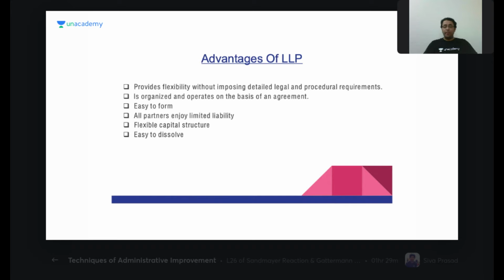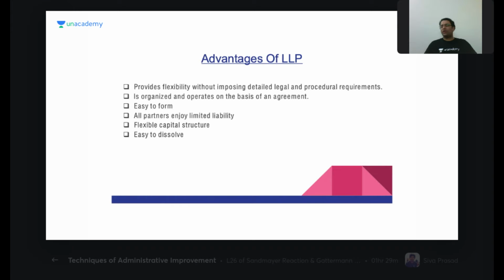Now, what do you think are the advantages of an LLP? It provides flexibility without imposing detailed legal and procedural requirements. Like I told you, even to start an LLP, all you require is an LLP agreement. You need two partners. You need certain details. You fill in all the details and submit the form with the ROC. ROC finds everything in place. He will start your LLP.